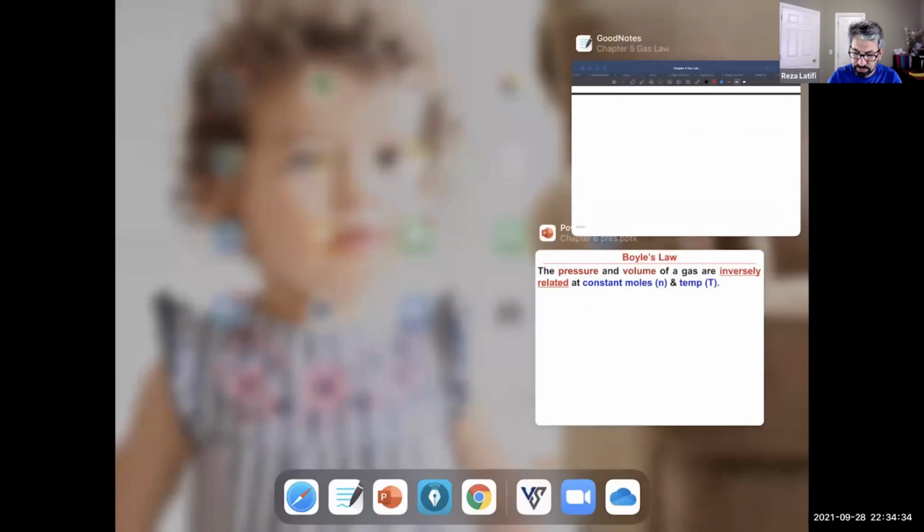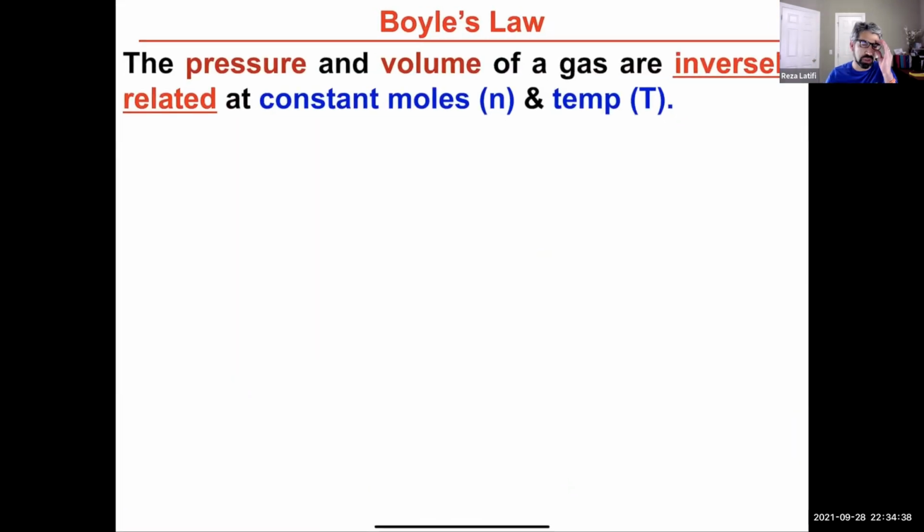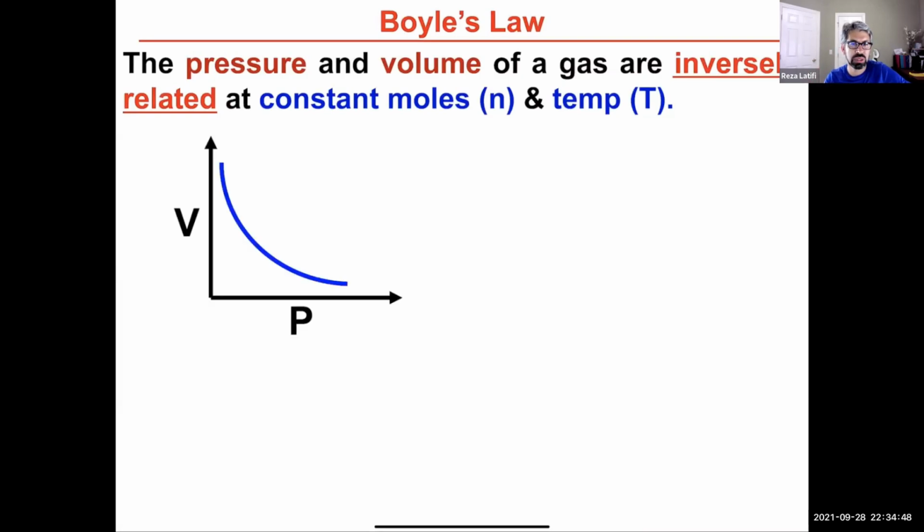Okay, here we go. First one we call the Boyle's law. Boyle's law says if you keep number of mole and temperature constant, whenever you increase the pressure, volume will be smaller.